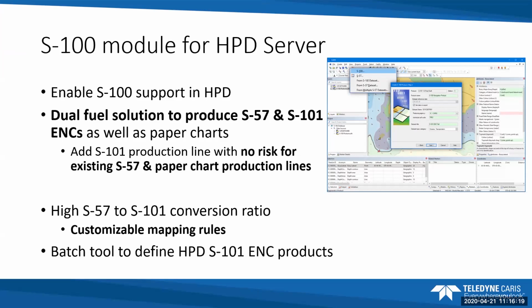So on top of these customizable mapping rules, the S100 module for HPD server also comes with batch tools to define HPD S101 ENC products automatically. And you can use, for example, your existing S-57 ENC to get the boundaries of your S101 products. And you can also translate the metadata of your existing S-57 ENC as a base for your future S101 ENC product.